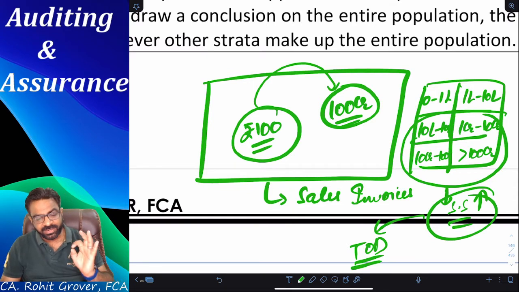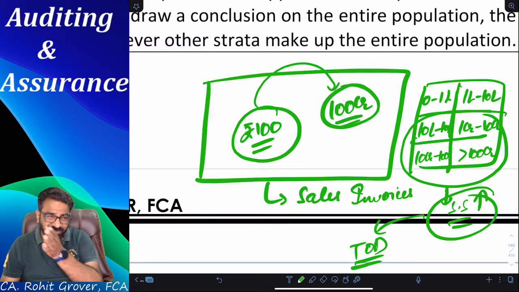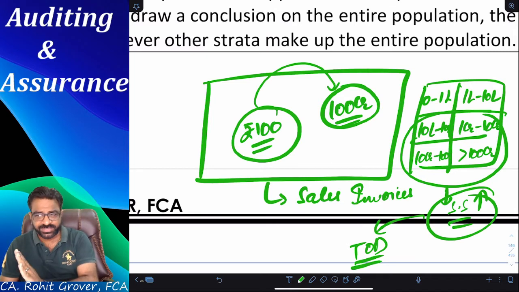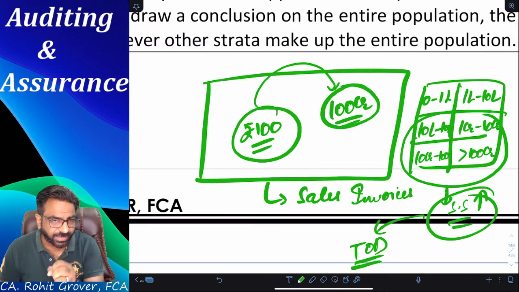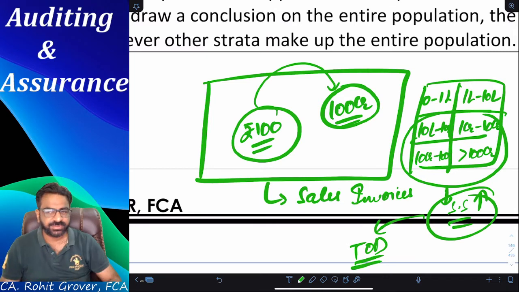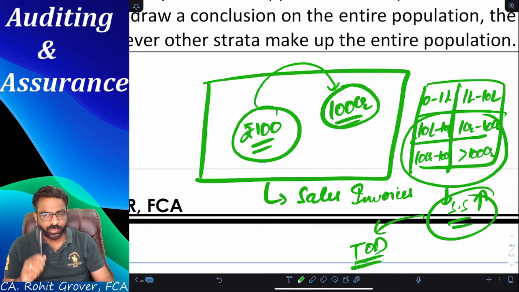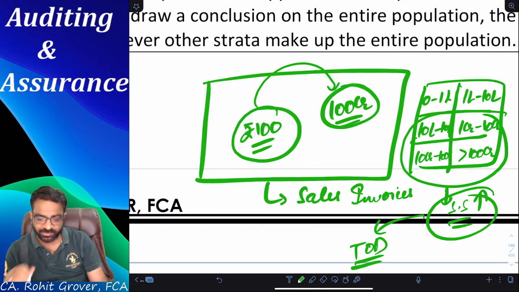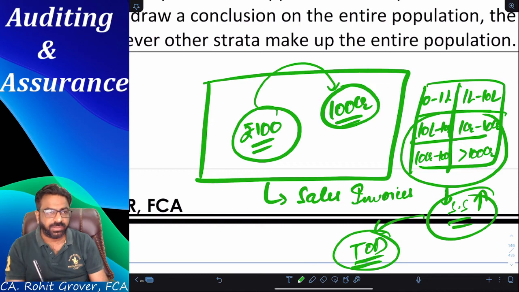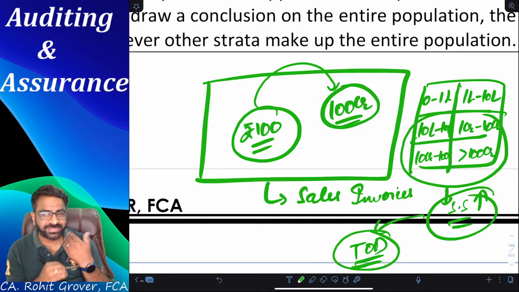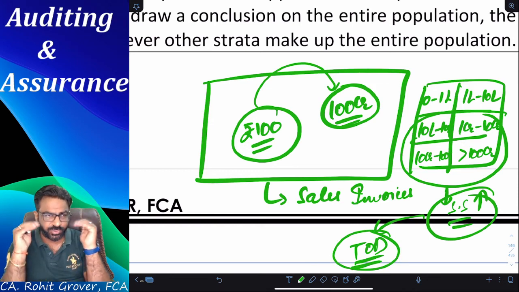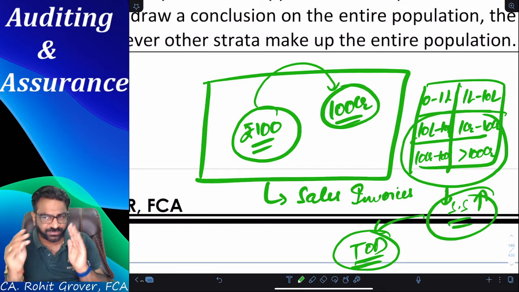Now tell me, am I just verifying some invoices and not verifying others, or am I going to verify each and every invoice? I'm going to verify each and every invoice. It means I'm doing TOD. But my question is where my sample size will be more, in the upper 2 types of samples or in the last 4 types of samples?